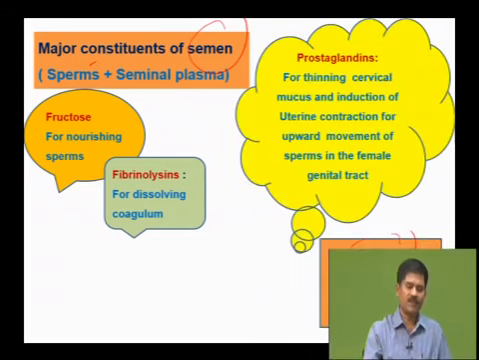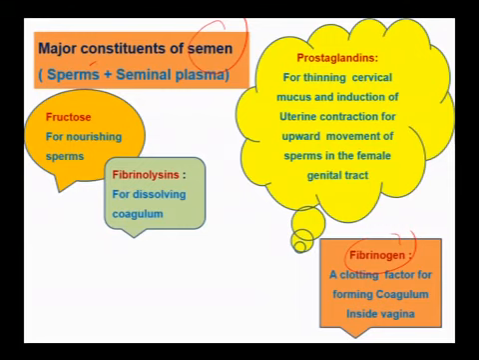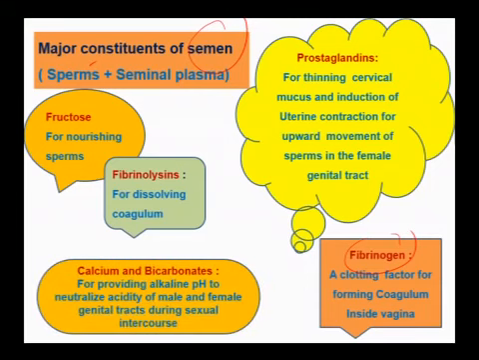A very important aspect of seminal plasma is the presence of prostaglandins. Prostaglandins are required for thinning of cervical mucus and induction of uterine contractions for upward movement of sperms in the female genital tract. It is also composed of calcium and bicarbonate ions for providing alkaline pH to neutralize acidity of the male and female genital tracts during sexual intercourse. So these are the components or constituents of semen, which includes sperms and seminal plasma.